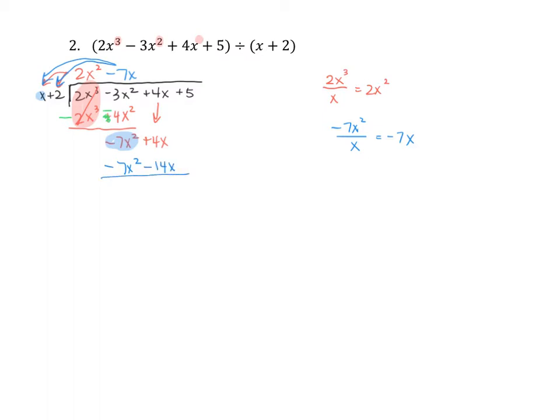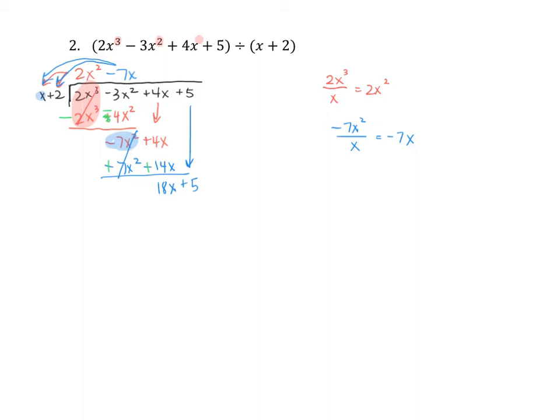Notice, now we have to subtract. Notice the first two are the same. When we subtract, we distribute that to both things on the bottom. So now negative 7x squared plus 7x squared zeroes out. 4x plus 14x is 18x. Bring down the 5, so plus 5. And now we get to do this again.